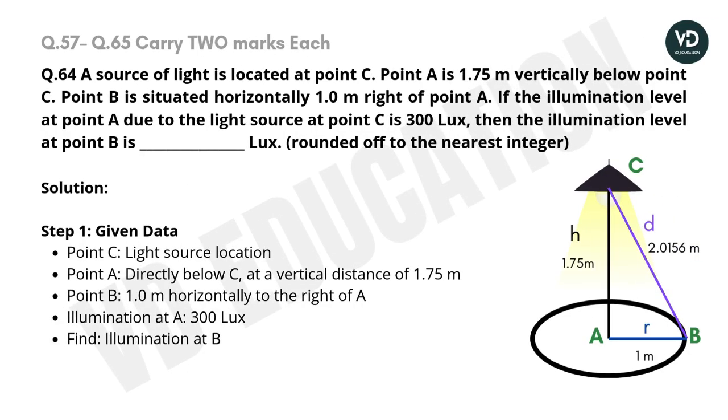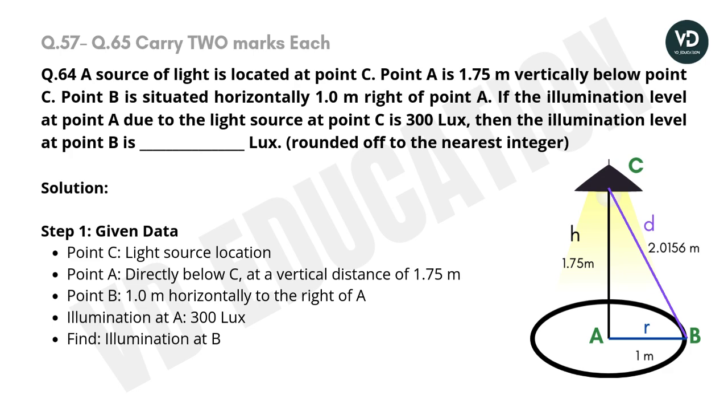Question number 64. A source of light is located at the point C. Point A is 1.75 meter vertically below the point C. Point B is situated horizontally 1 meter right of the point A. If the illumination level at the point A due to the light source at the point C is 300 lux, then the illumination level at the point B is dash lux, rounded off to the nearest integer. This is a numerical type question. So let's discuss the solution.